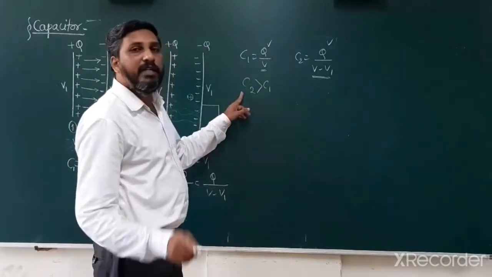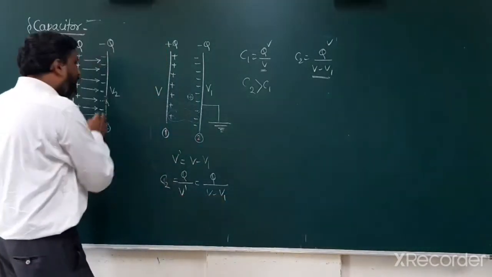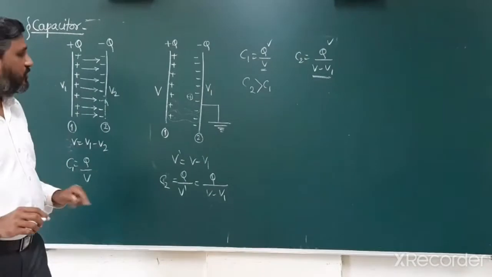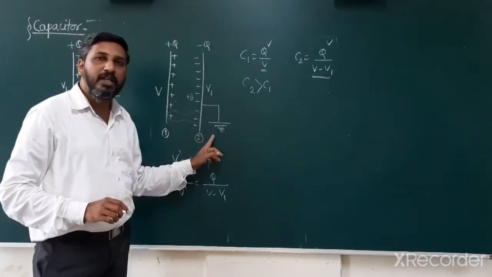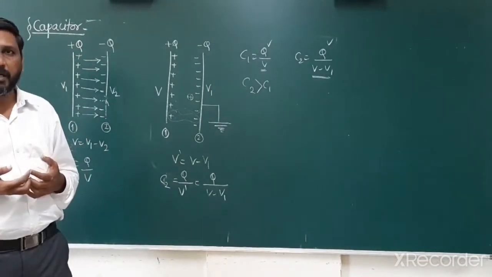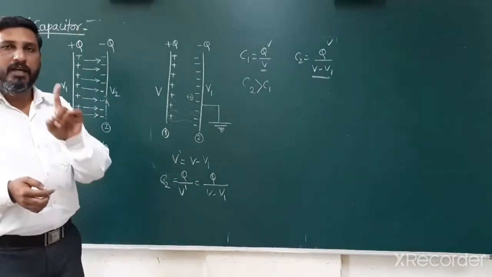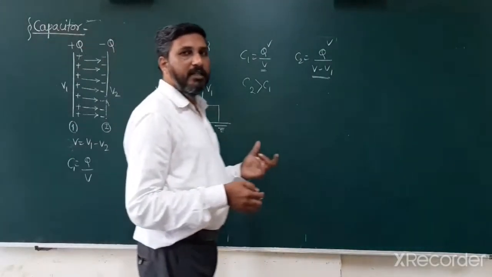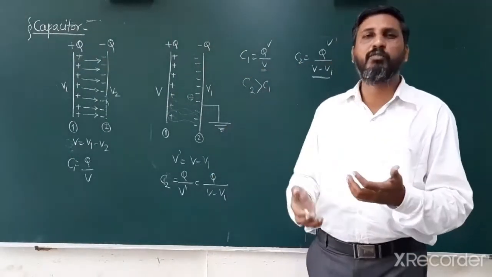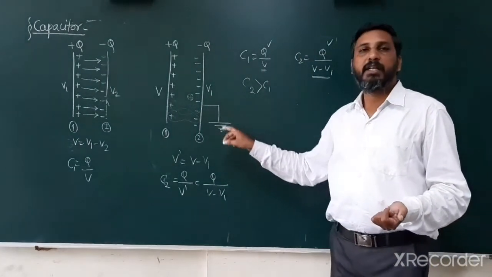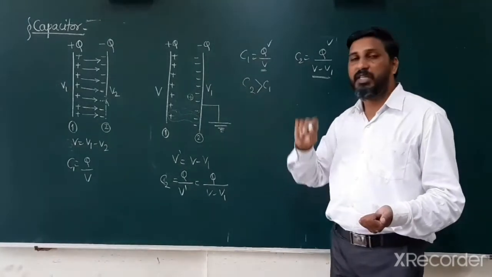Means what happens? Same parallel plate diagram, identical material, but how do you increase the capacitance? Just the second plate is earth, then the capacity of that conductor increases. Okay, remember for objective type questions, if two parallel plates are there, then how will you increase the capacity? Number of options are given, but one correct option is what? If the second plate is earth, then capacity increases.